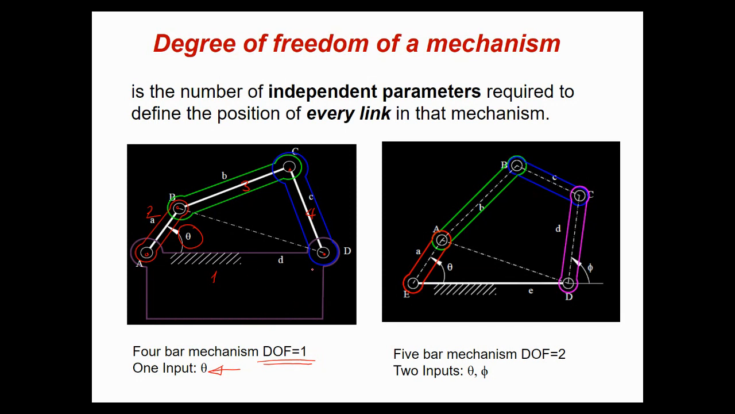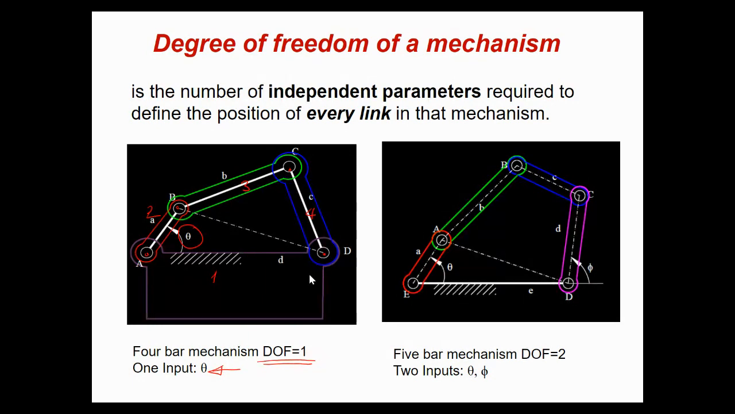For example, for the 4-bar mechanism, it is 1, which also means that only one motor, only one prime mover, is needed to drive this mechanism. In order to uniquely specify the position of the mechanism, you just need to attach a motor to link 2. If link 2 rotates, links 3 and 4 will make specified motions. So the degree of freedom of this mechanism is 1. This is a 4-bar mechanism.